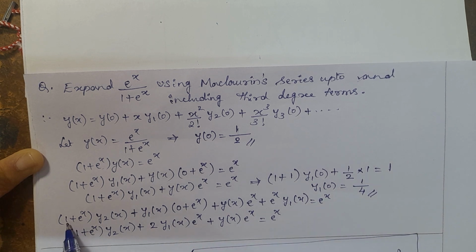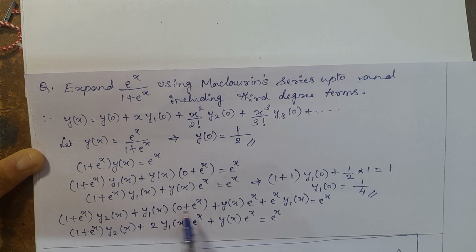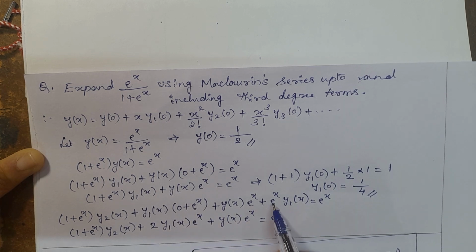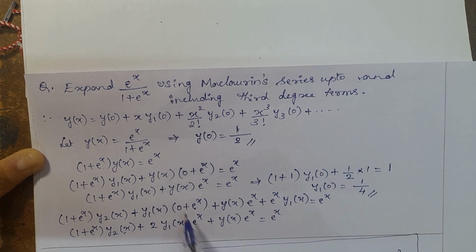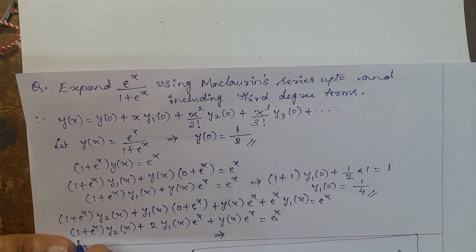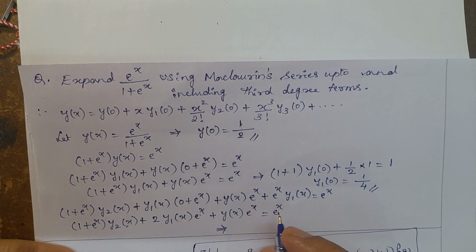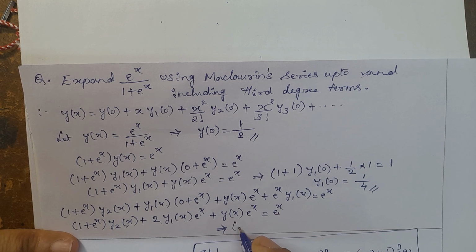Okay, this is 1 plus e power of x y2 of x. This one is y1 of x e power of x, and here y1 of x e power of x. So that is 2 times y1 of x e power of x. Next y of x e power of x equal to e power of x. It implies at x equal to 0. So 1 plus e power of 0. E power of 0 is how much? E power of 0 is 1. So 1 plus 1 is 2.